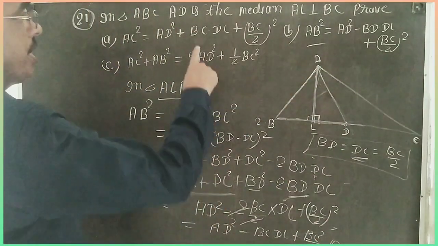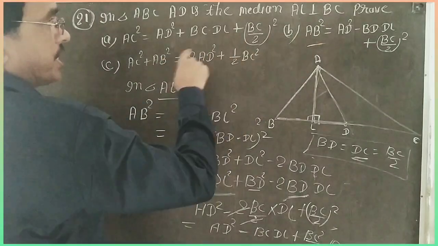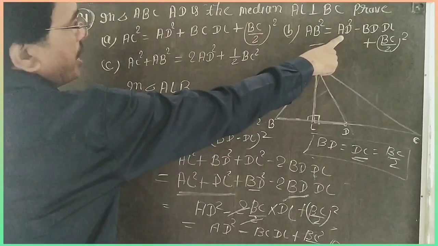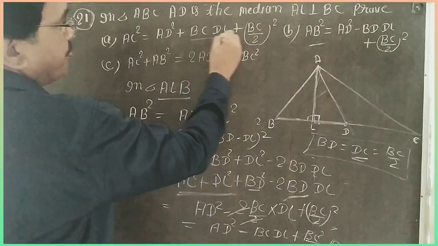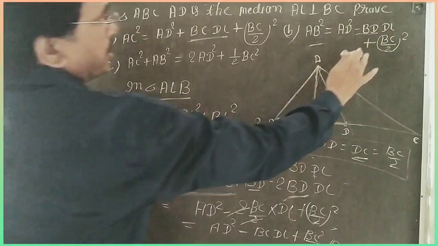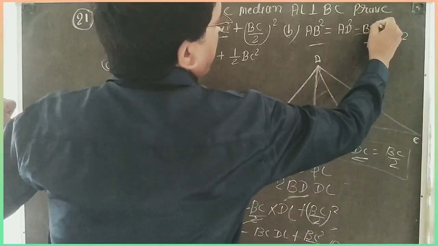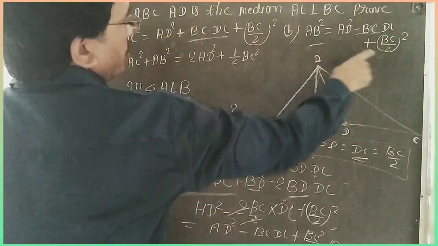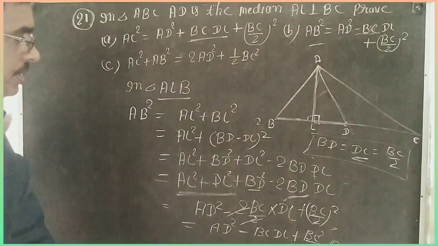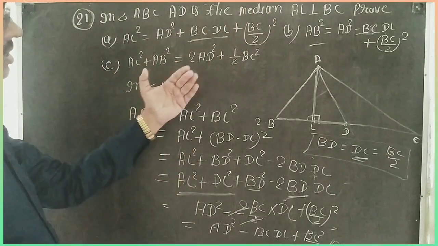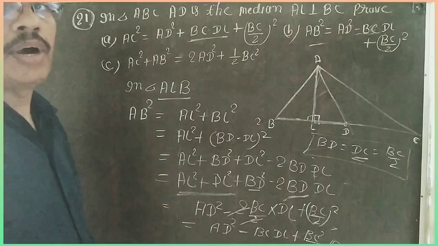So dear students, when you add equation first and second, you get this, because AD square plus AD square gives 2 AD square, and this plus BC into DL and this minus BC into DL cancel. And BC square by 4 and BC square by 4 give half BC square. So adding equations first and second, you can find the third. So that's okay. Now solve the main question.